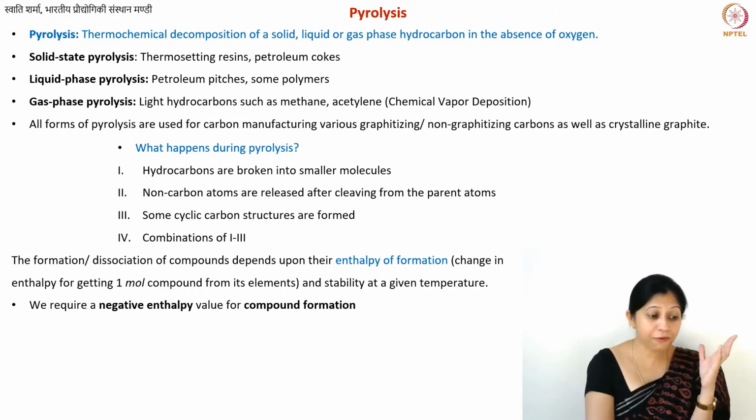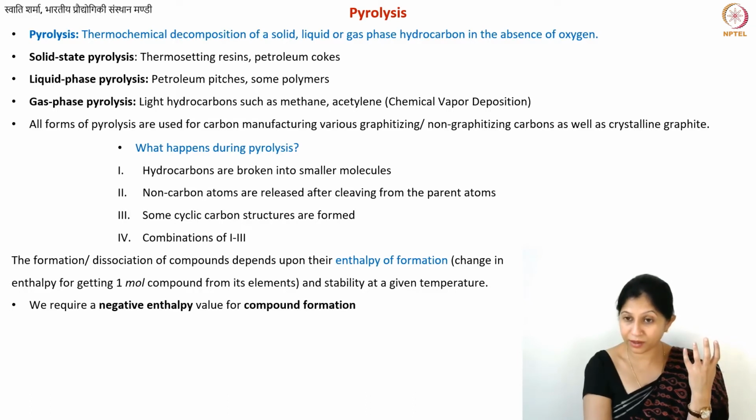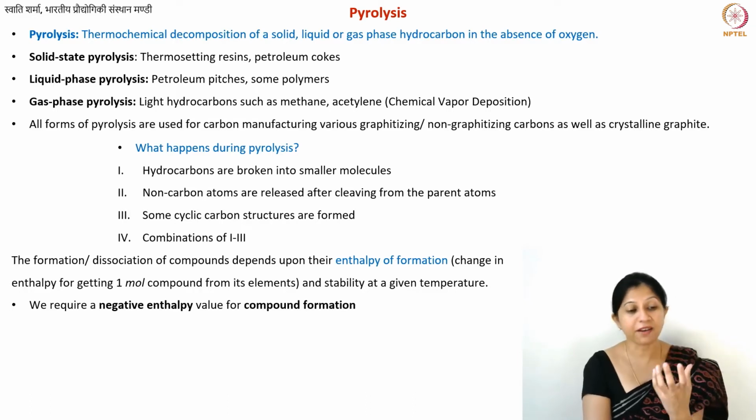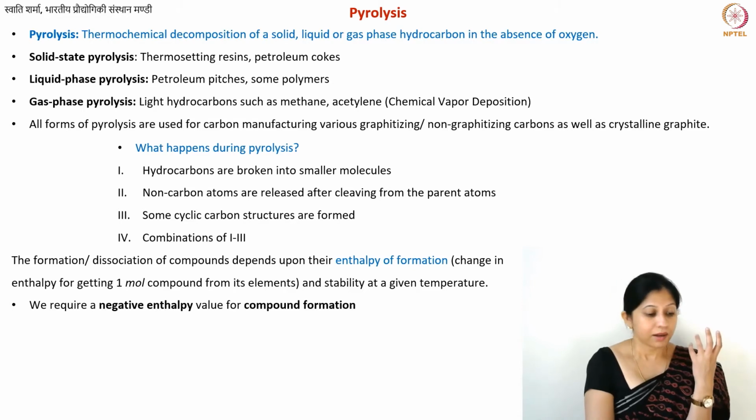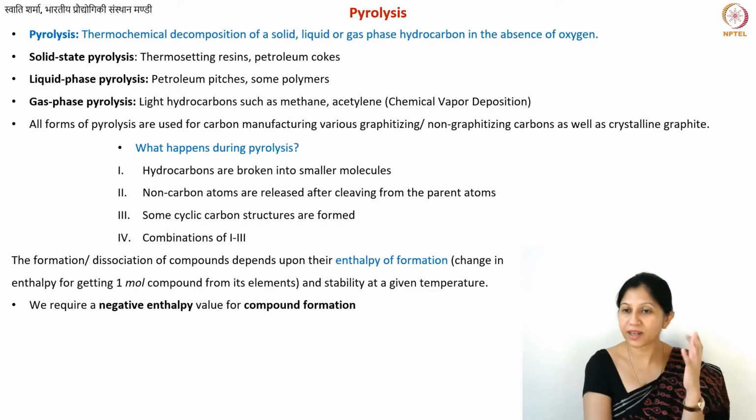If any particular compound has a negative enthalpy, then it is a spontaneous reaction, and there is a probability that it will be formed. So if at 500 degrees methane has a more negative value of enthalpy compared to, say, benzene, then there is a higher probability that methane will be formed as the byproduct. So this is one thing.